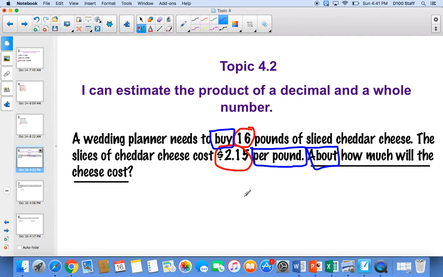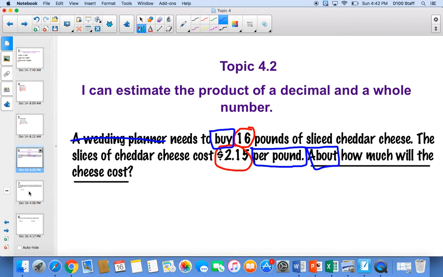When I'm looking at this to eliminate, so I'm going to solve for E, I'm going to eliminate anything that I don't need. I don't really need to know that she's a wedding planner. I just need to know somebody's buying the 16 pounds. And that's about it, because a lot of this information here is pretty important for our problem.